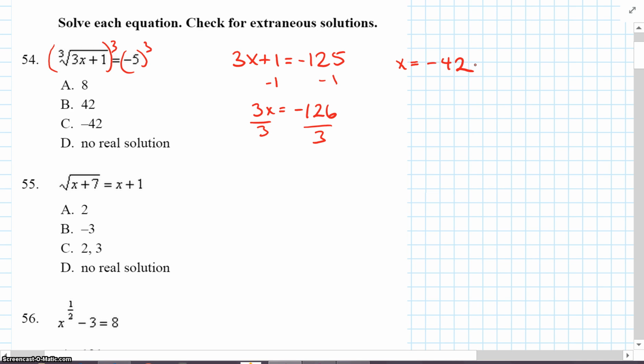And we're going to plug it back in, and we're going to find out it's going to work out just fine. So the answer is C.